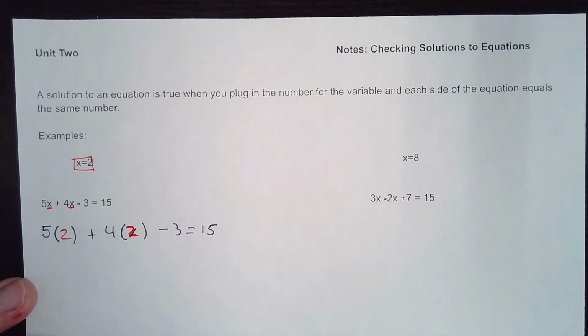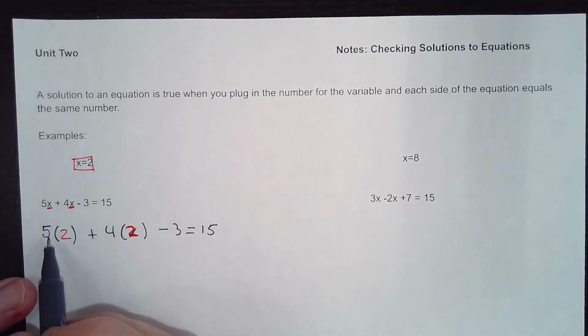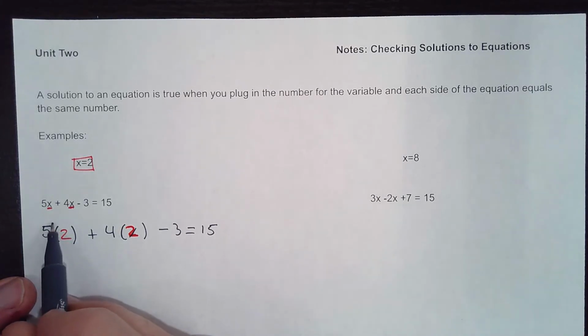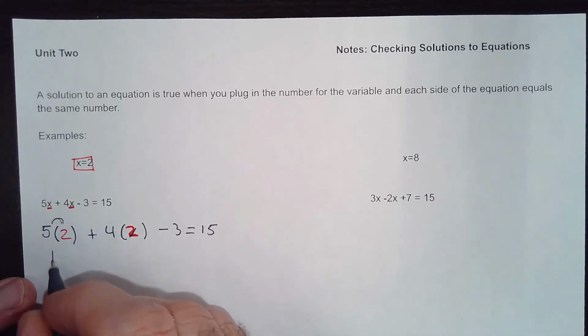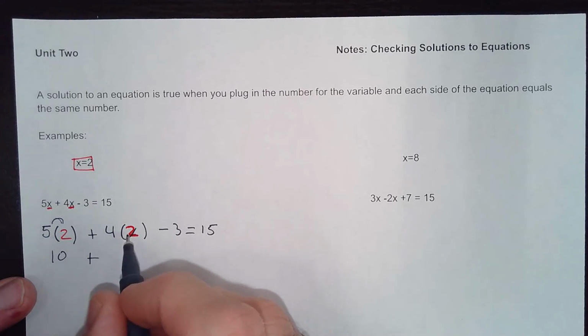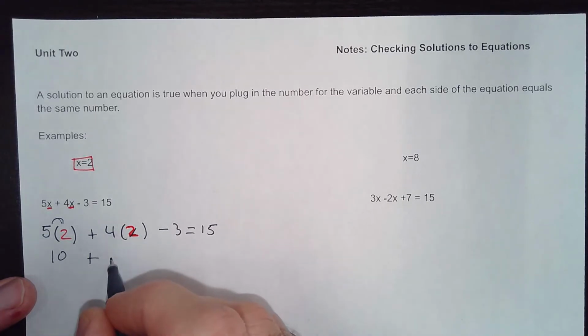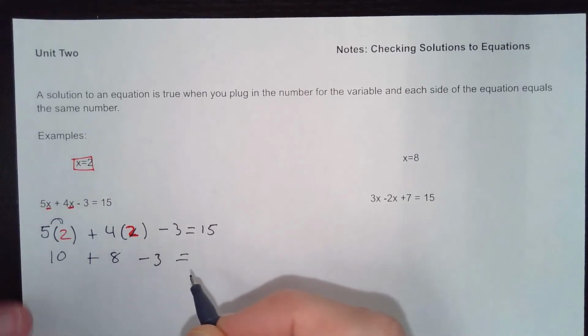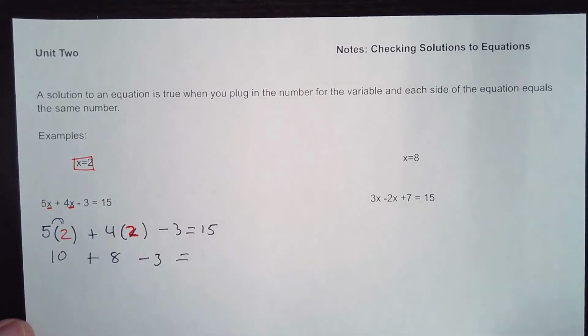Now let's start to simplify this. This is the distributive property, even though there's only one thing inside, so 5 times 2 is 10. Distributive property: 4 times 2 is 8, minus 3. 8 minus 3 is 5. 10 plus 5 is 15. 15 equals 15. I like to put a little check mark there to tell me, yes, this is the answer. So we know that is true.